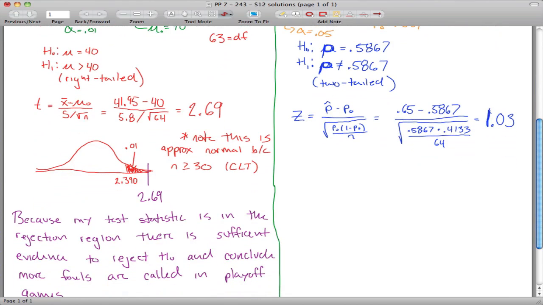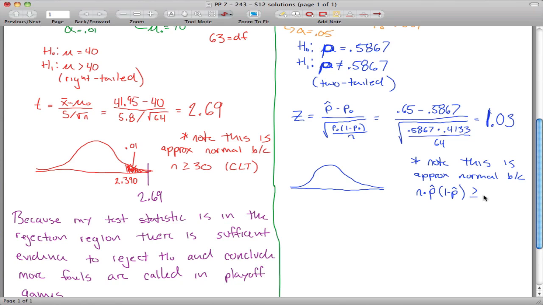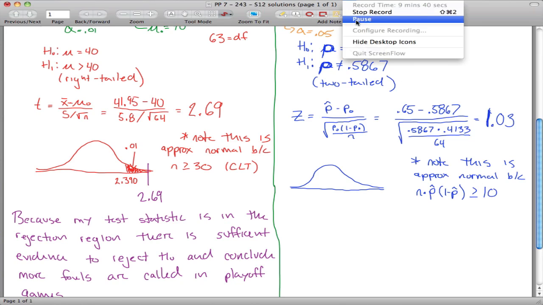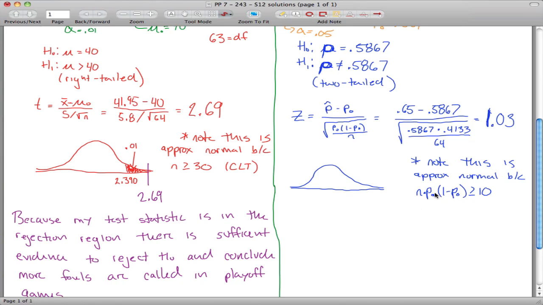Alright, so now we're going to go ahead and draw the picture. Here's my sampling distribution. Note this is approximately normal because n times p hat times 1 minus p hat is greater than or equal to 10. It should be p naught times 1 minus p naught, not p hat in this formula here. I don't think it'll matter either way. We'll satisfy this criteria because 64 is plenty big.